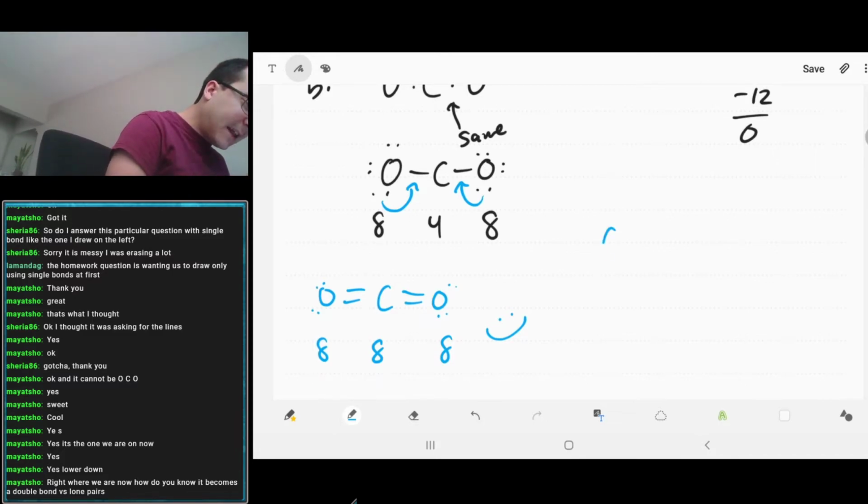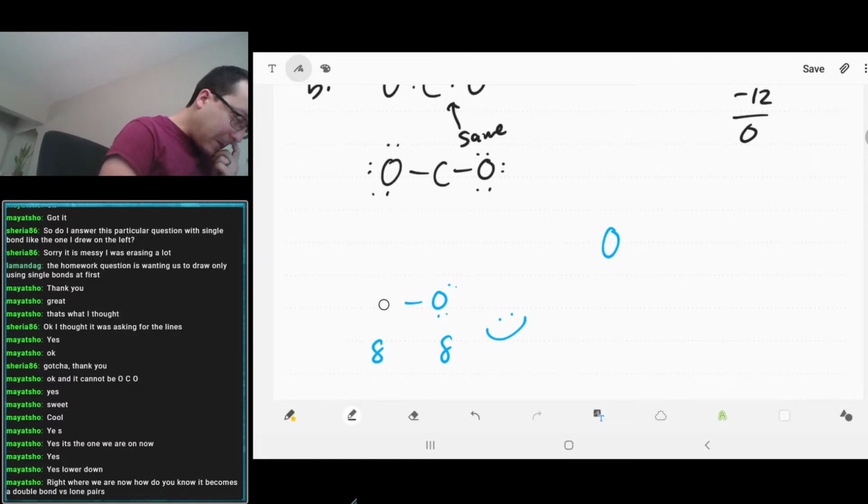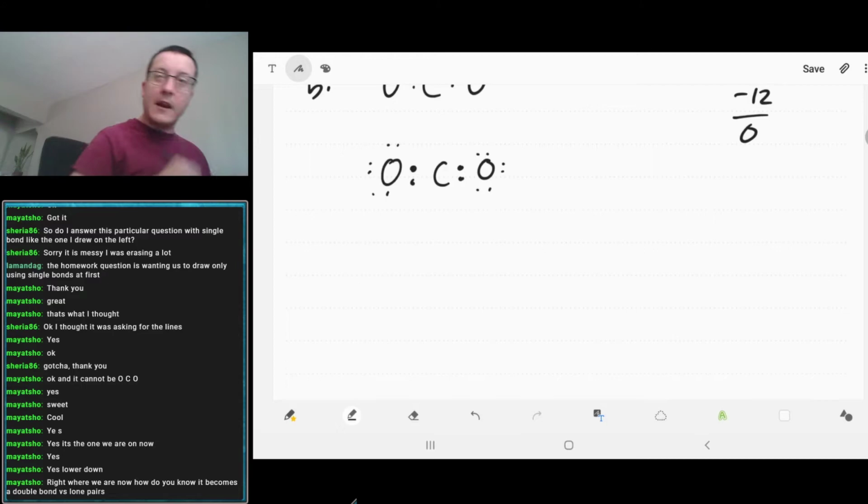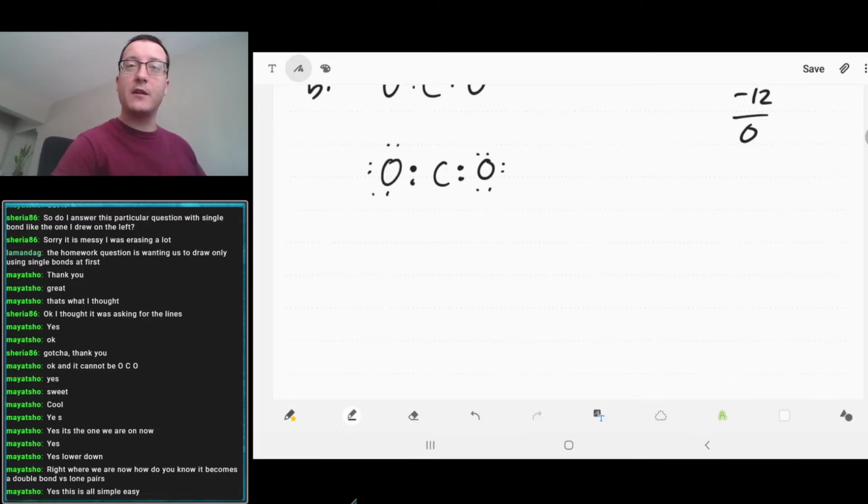So is getting to this part okay? Actually, let me just erase it all. Is getting to this level okay? To where we have the kind of okay, cool. So this part is okay, and now it's just how do we go into the double bonds?